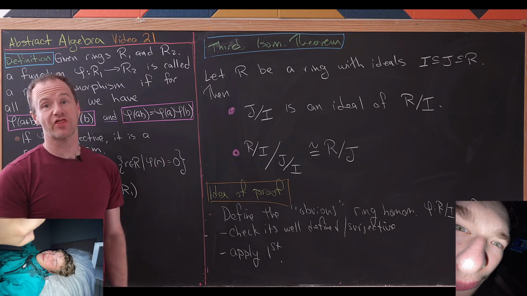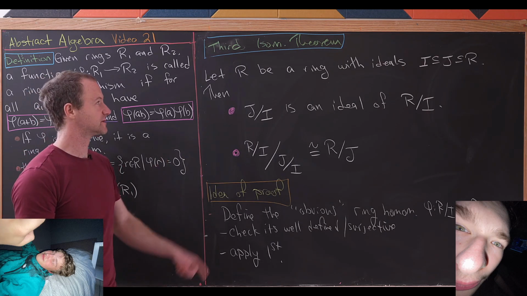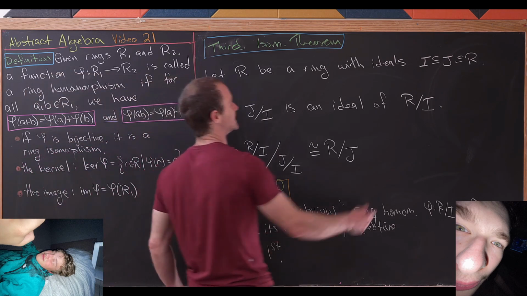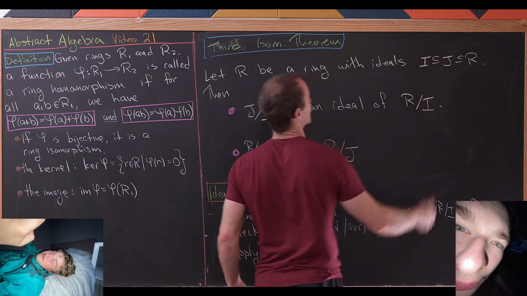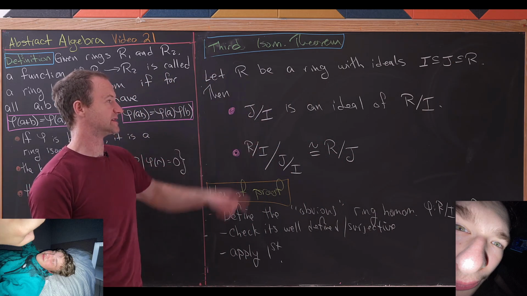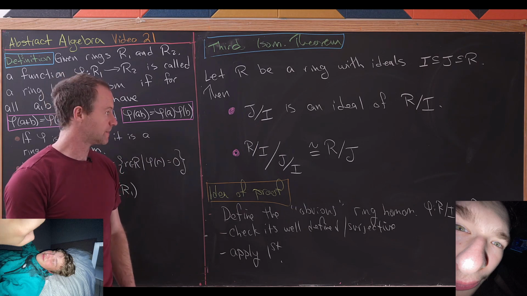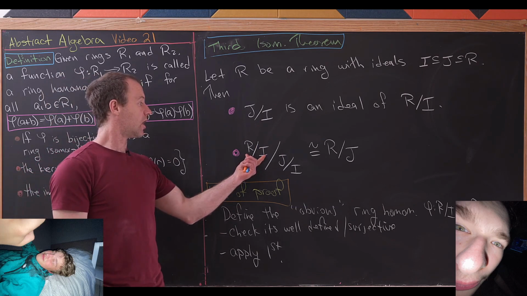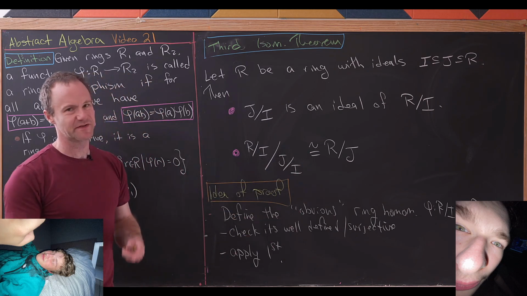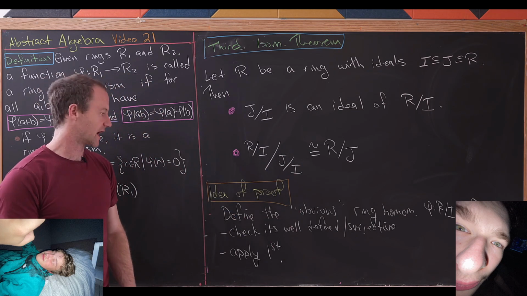Okay, now for the third isomorphism theorem of rings. Let R be a ring, and then we've got these nested ideals. I is inside of J, they're both inside of R. Then J mod I is an ideal of R mod I, and R mod I mod J mod I is R mod J. So you've got this clearing the denominator action.